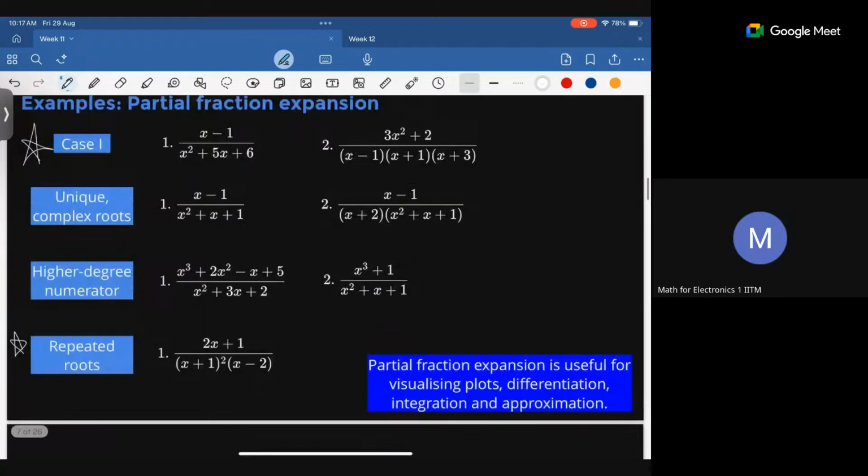But the only thing is, this 2x plus 1 divided by x plus 1 whole square into x minus 2 will not be only 2 terms. Even though the denominator roots are only 2, x is equal to minus 1 and x is equal to 2, this minus 1 is repeated twice, but still the roots are only 2.